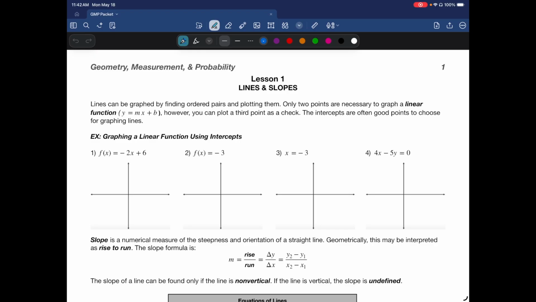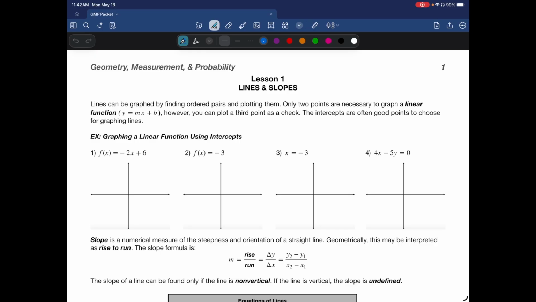And the y equals mx plus b, which you should be familiar with, is your slope-intercept form and your most common form of graphing a line. It's the easiest to graph from. But there's a couple of different things that we can do. The intercepts are also good points. So if your x is 0, you're dealing with your y-intercept. If your y is 0, you're dealing with your x-intercept.